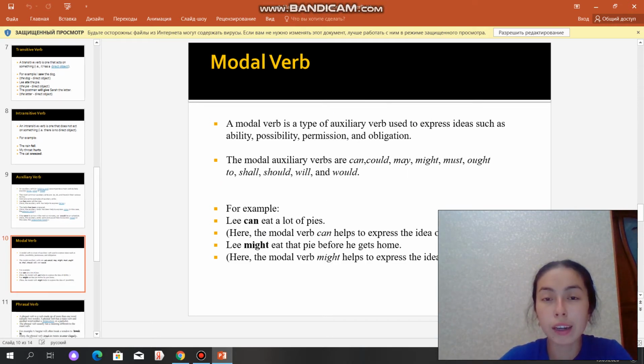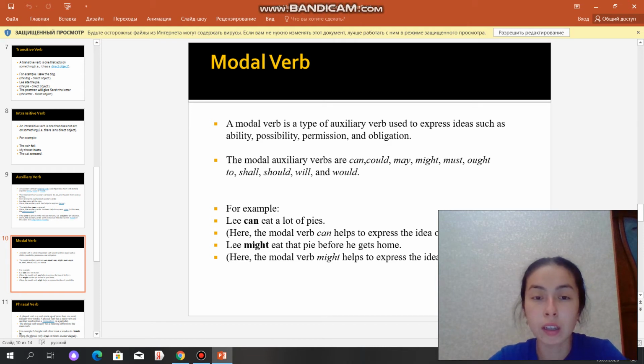Modal verb, модальный глагол, модальных етістік. A modal verb is a type of auxiliary verb used to express ideas such as ability, способность, possibility, возможность, permission, разрешение, and obligation, обязательность. The modal auxiliary verbs are can, could, may, might, must, ought to, shall, should, will, and would. For example, Lee can eat a lot of pies. Here the modal verb can helps to express the idea of ability, способности. Lee might eat that pie before he gets home.